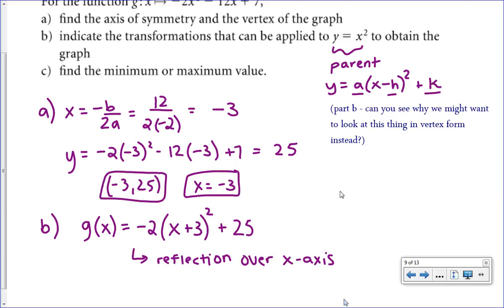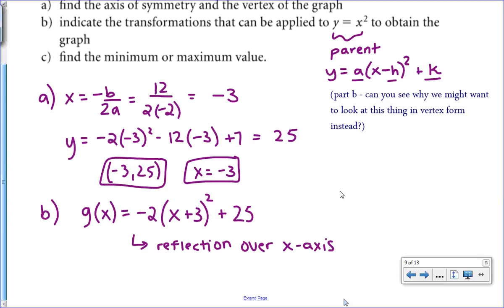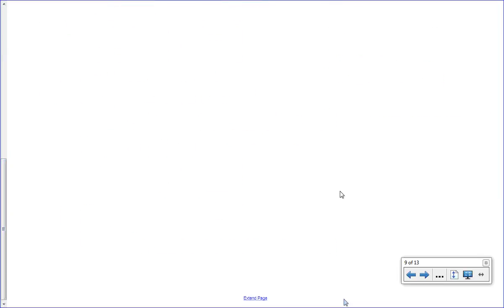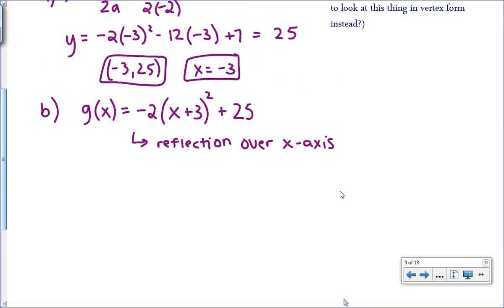The 2 in front causes this parabola to be a little bit steeper, skinnier, known as a stretch, right? So this is called a vertical stretch. That's what the 2 in front does. Vertical stretch by a factor of 2.